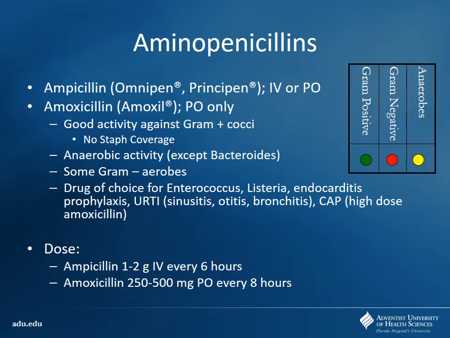The next group of penicillins that we have are going to be our aminopenicillins. And so aminopenicillins are easy to remember because they start with an A. This is where you see ampicillin and amoxicillin. So again, these retain good activity against gram-positive cocci. Still, no staph coverage. It's important to remember that. They do have a little bit better anaerobic coverage, but still no Bacteroides.